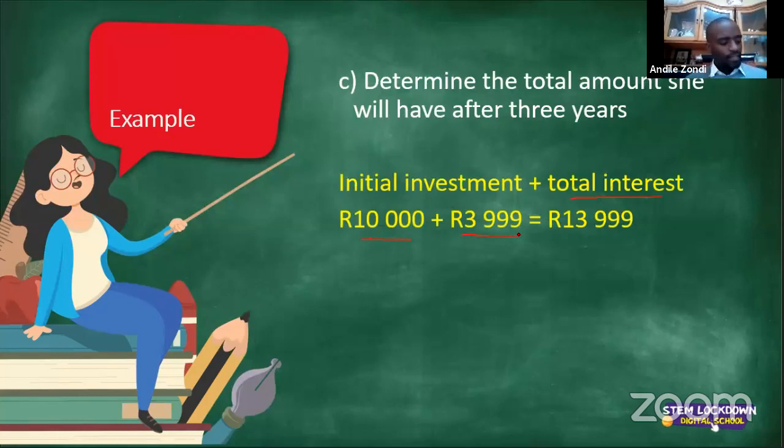3,999. That will give you a total amount of 13,399. Not bad. After 3 years, her 10,000 has become 13,999. Okay, that's simple enough. So just need to remember that total amount will be your initial investment, the principal amount, plus the total interest.